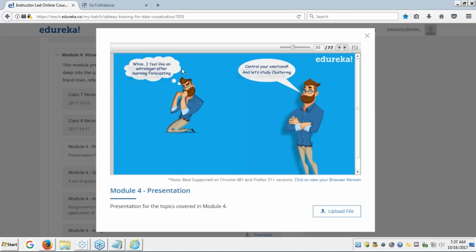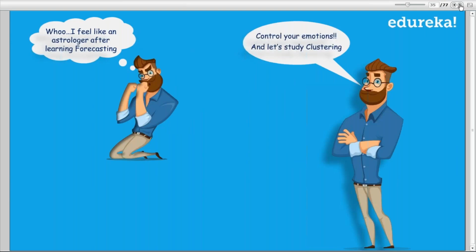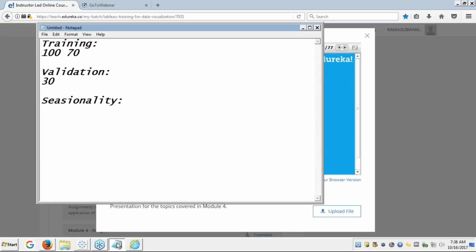Okay, friends. So we are done with this. Now the next thing we are going to see is the concept of clustering. Before I extend this concept to you, I would like to tell you an example about clustering.